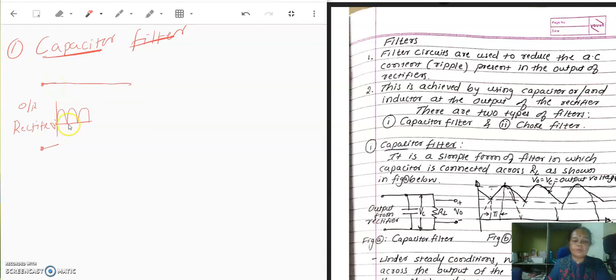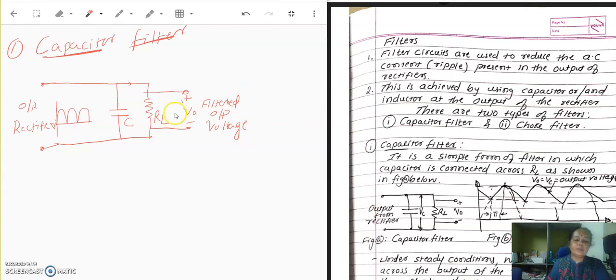To this output we just connect a capacitor in parallel. The capacitor is connected in this manner, and after that the output is taken across the load resistance RL. We shall call this capacitor C. The final filtered output voltage is obtained at V0. So this is the filtered output voltage.